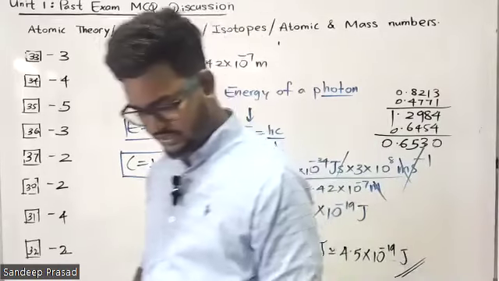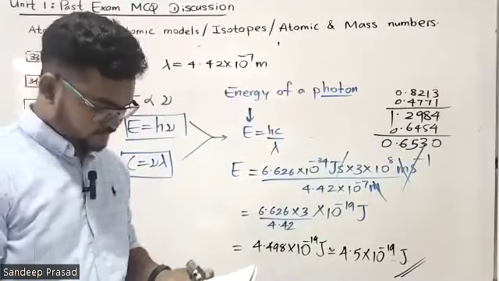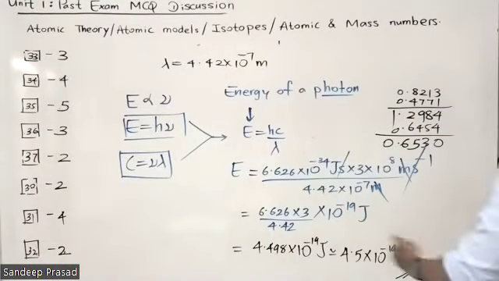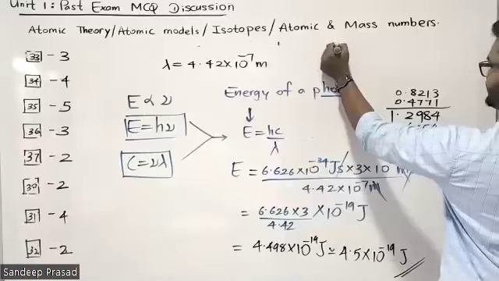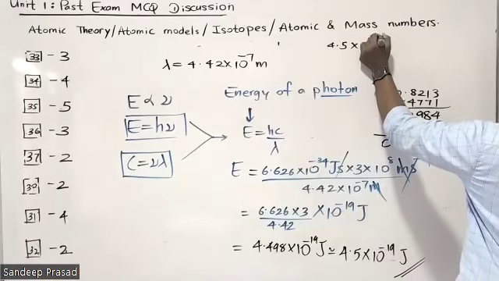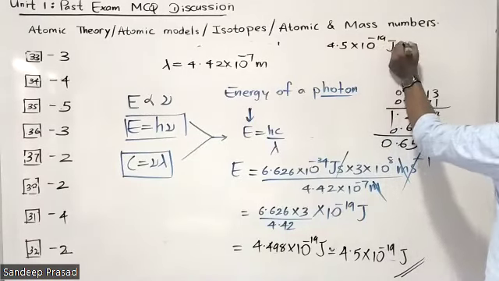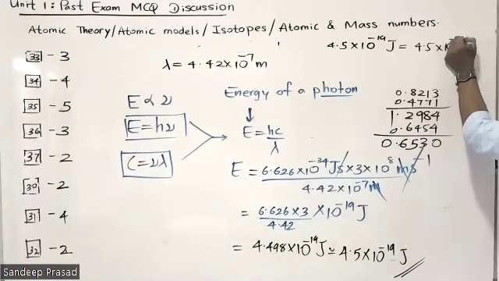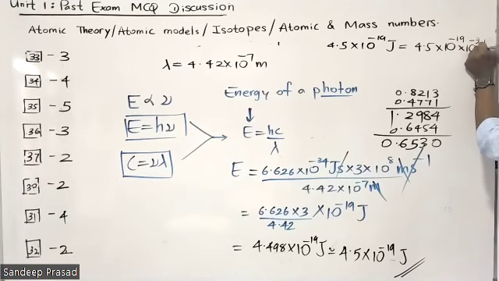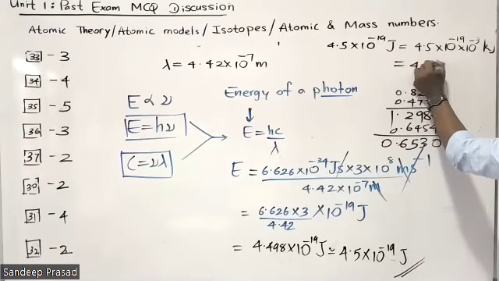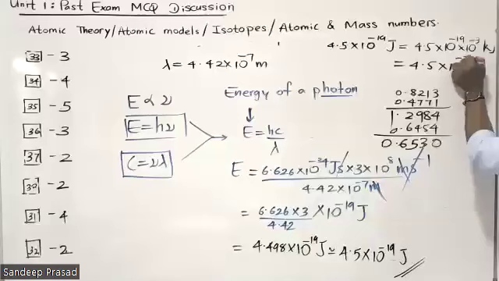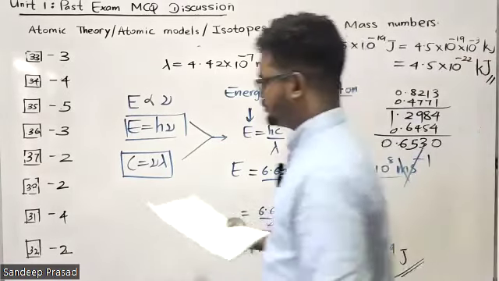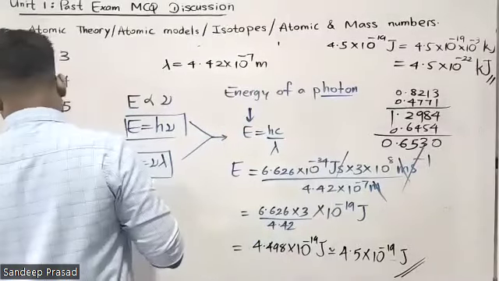This answer they have given in kilojoules, students. So how do you convert joules into kilojoules? In order to convert joules into kilojoules, you have to multiply by 10 to the power minus 3. Then 4.5 10 to the power minus 19 minus 3, that is 4.5 10 to the power minus 22 kilojoules. So this answer is given in the fourth one. Question number 38, the answer is fourth.